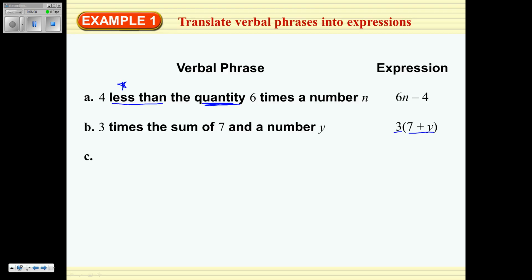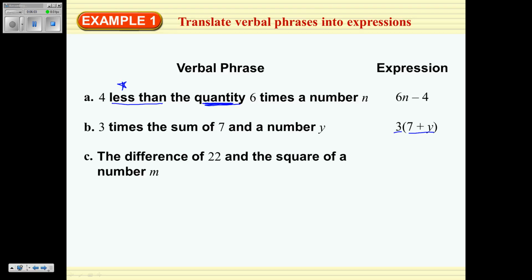Okay, letter C. The difference of 22 and the square of a number m. So here we go with difference, so it doesn't matter. We're not going to switch orders, like we did with less than. We're not going to do that.